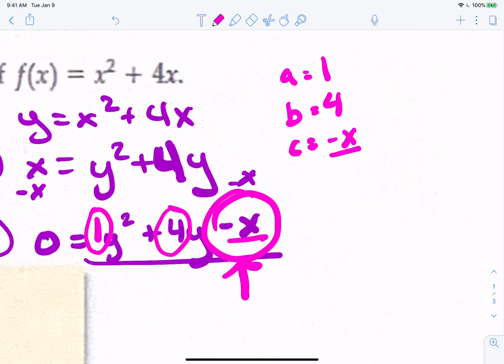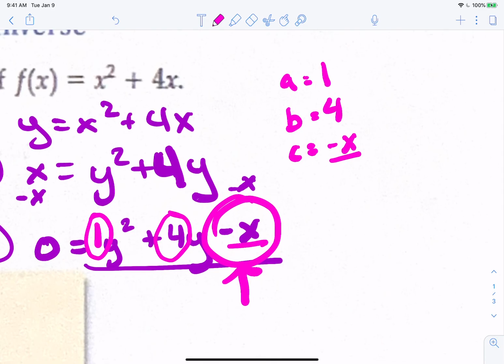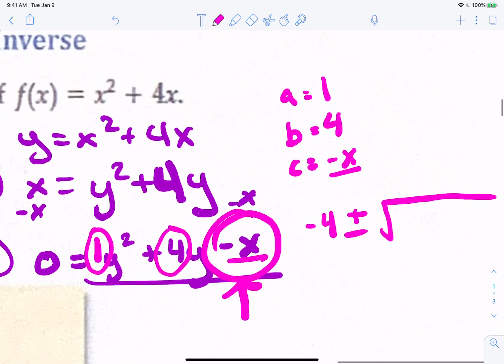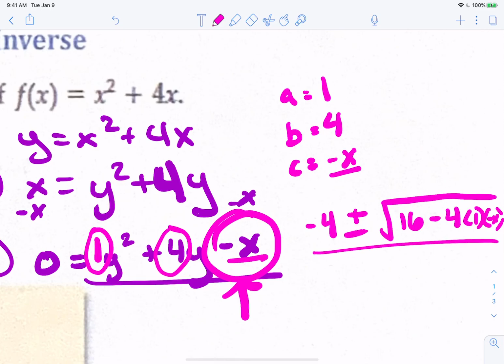So when we do the quadratic formula, do you want me to write out the quadratic formula? Do you guys have it memorized? Caleb's like, let's write it out. No? Okay, negative b would be negative 4 plus minus square root. B squared comes next. What's b squared? 4 squared, which is 16 minus 4 times a is 1 times c is negative x. I'm running out of room. Okay, so actually it would be positive 4x.